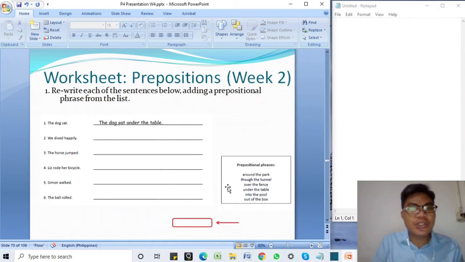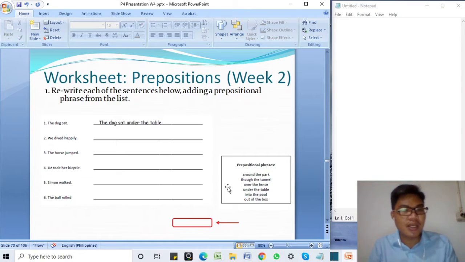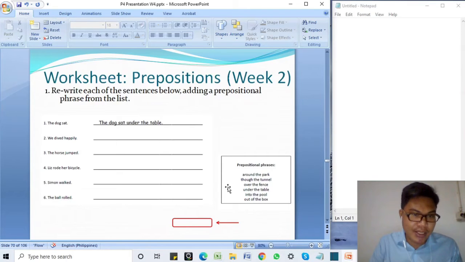Now let's move on to the worksheet of week 2, which is all about prepositions. So what you're going to do is rewrite each of the sentences below by adding a prepositional phrase from the list. These are the prepositional phrases. And then this is the sentence that you have to rewrite. So you have to rewrite it here.